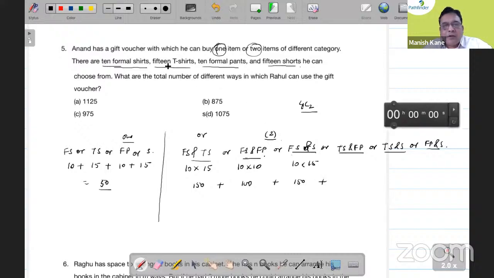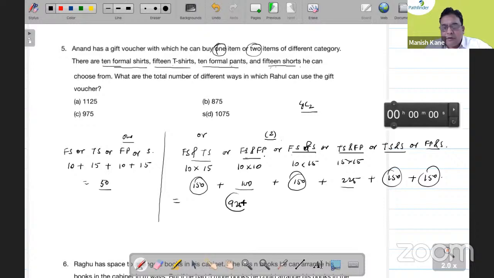Plus t-shirts and shorts can be bought in 15 into 15, that is 225 ways. T-shirts and formal pants can be bought in 150 ways. Plus formal pants and shorts can again be bought in 150 ways. So how many ways can you buy two items? 1, 2, 3, 4, 600, 825, 925. So you can buy two items in 925 ways.